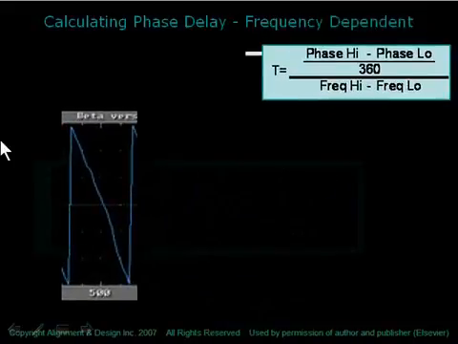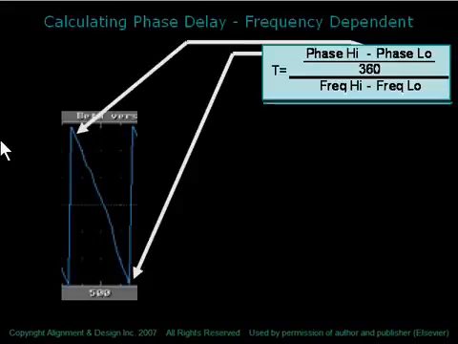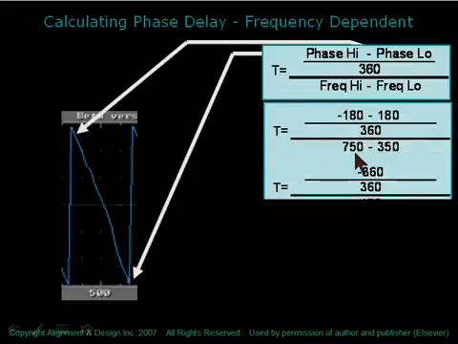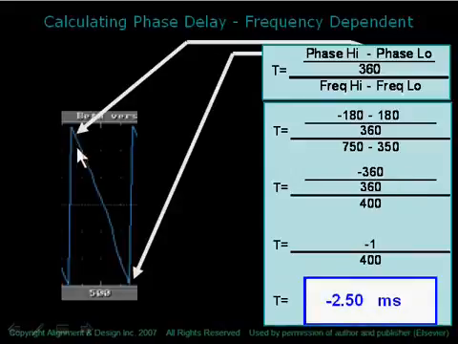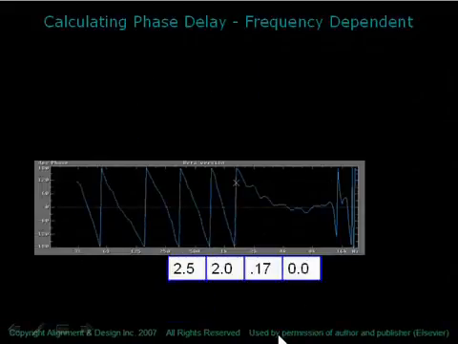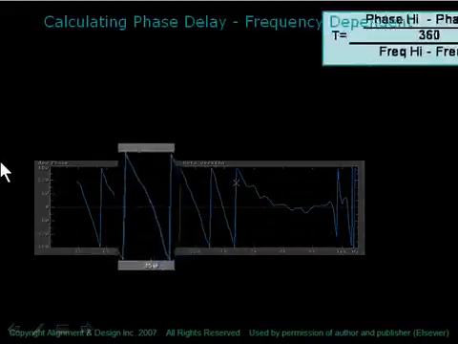It has a similar look to it, a 360 degree span, but it occurs in just a 400 hertz frequency span. So it's the same amount of phase change, 360 degrees or one cycle, but in a smaller amount of frequencies. Therefore, it takes more time, in this case 2.5 milliseconds. We're going to do it again now.